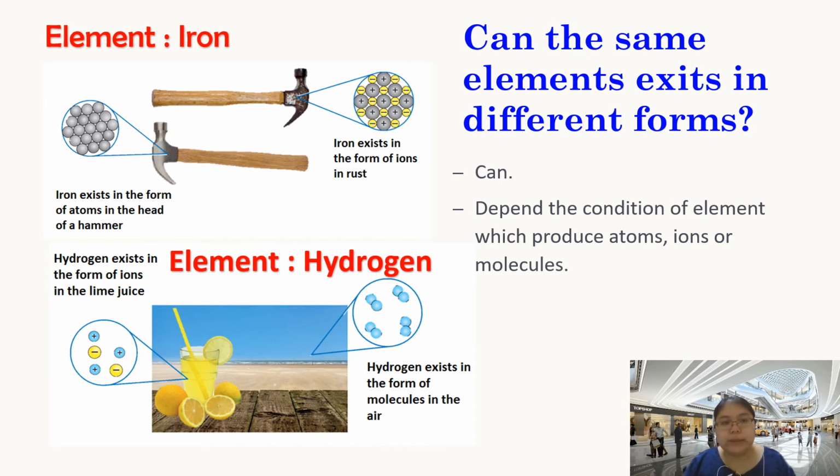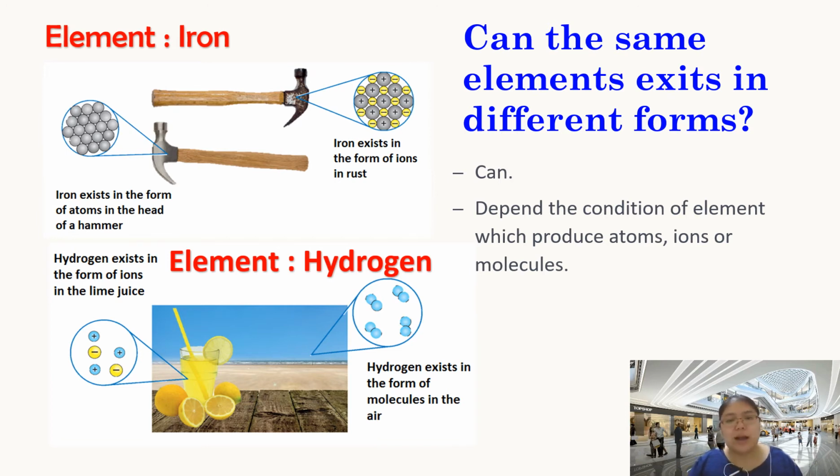So from here, depending on the condition of the element, it can produce the atom, ions, and also the molecule. For example, here we have the head of a hammer. At the start, all the iron is atoms. After you use it for a longer time, maybe it rusts. When it becomes rust, the iron exists in the form of ions in rust. So the atoms change to positive and negative charges. This has become an ionic substance, although it is the same element, iron.